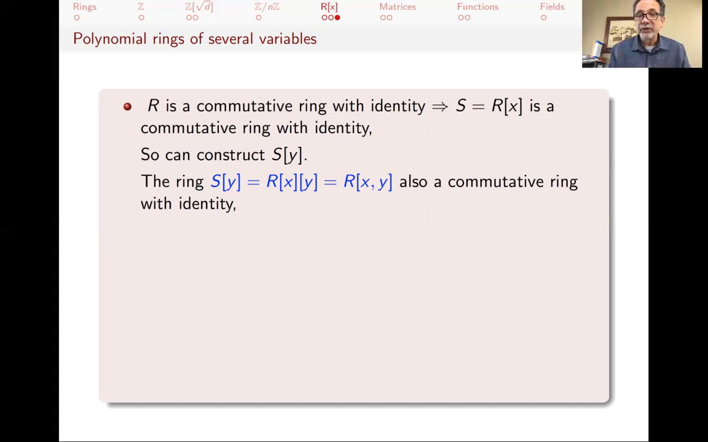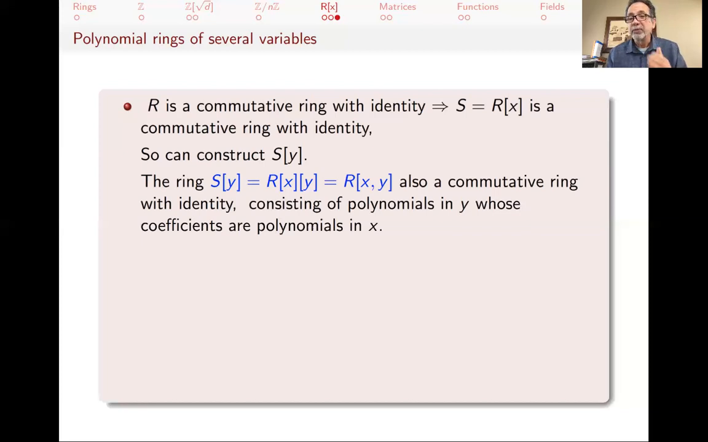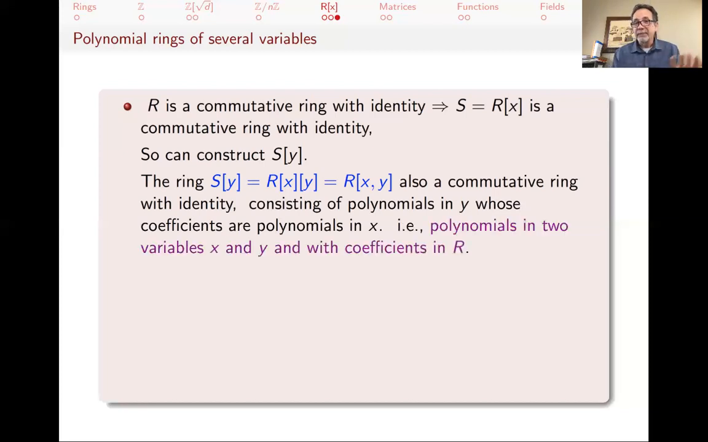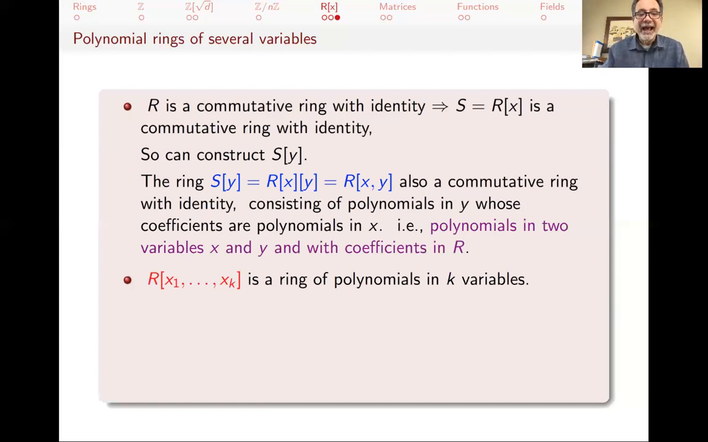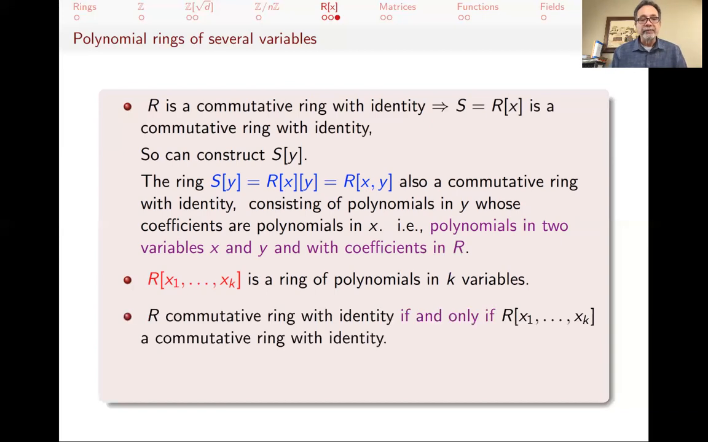The way we usually write that is R[x,y], because if you have polynomials in y whose coefficients are polynomials in x, when you multiply that out, what you have is polynomials in two variables, x and y. So this is also commutative with identity, consisting of polynomials in y whose coefficients are polynomials in x. After simplifying, this is polynomials in two variables x and y with coefficients in R. We can continue this, adding new variables, and write R[x1,...,xk] for the ring of polynomials in k variables, again with coefficients in R.